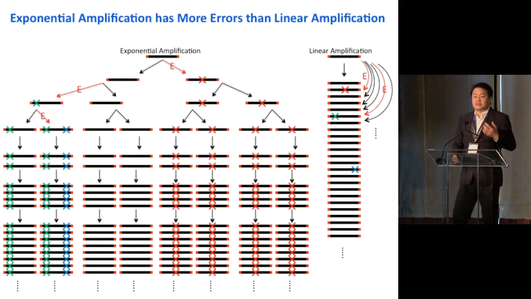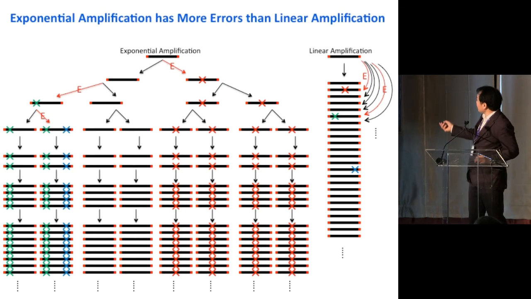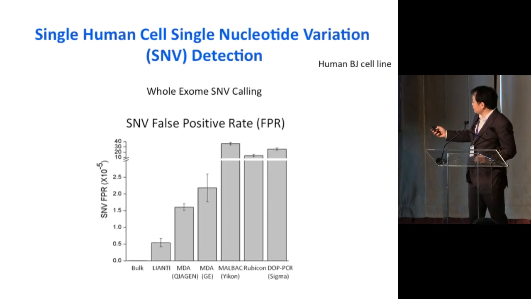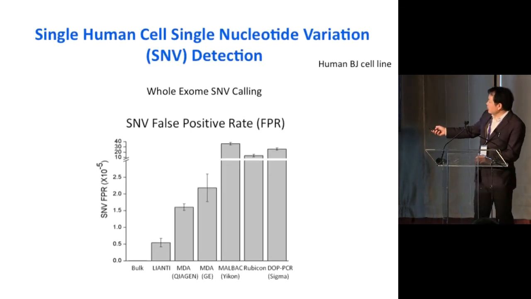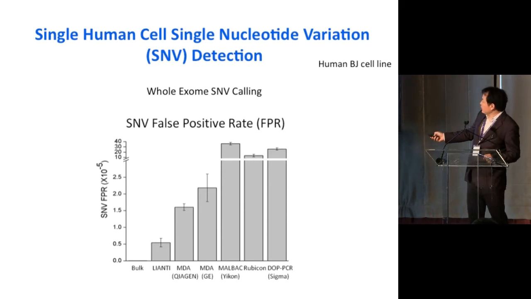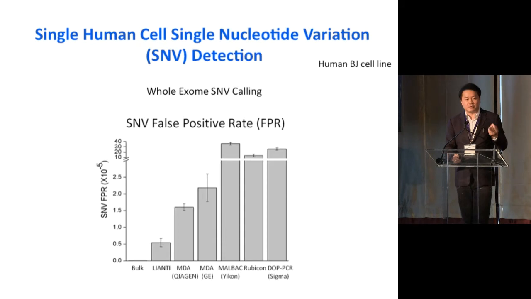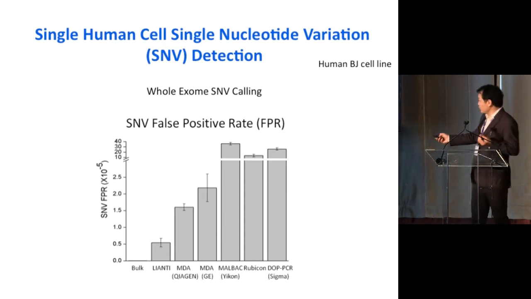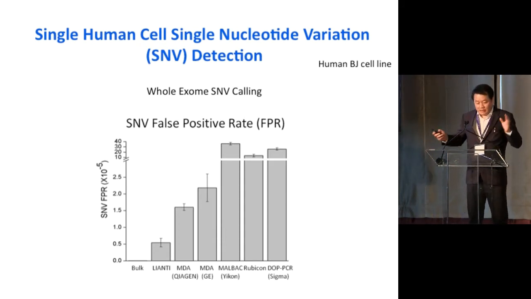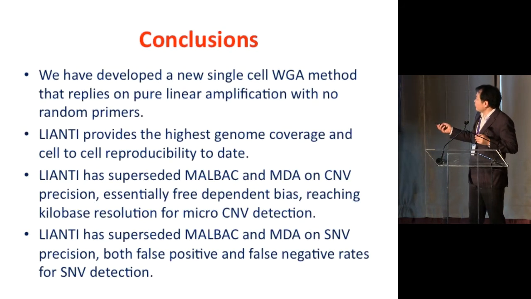Let's say the polymerase has a 10 to minus 5 error rate. Here's a comparison of the SNV false positive for LIANTI, MDA, MALBAC and DOP-PCR. Even though we use a very poor polymerase, the virtue of linear amplification allows us to have a much lower false positive SNV detection rate. So let me quickly conclude this part of the talk.